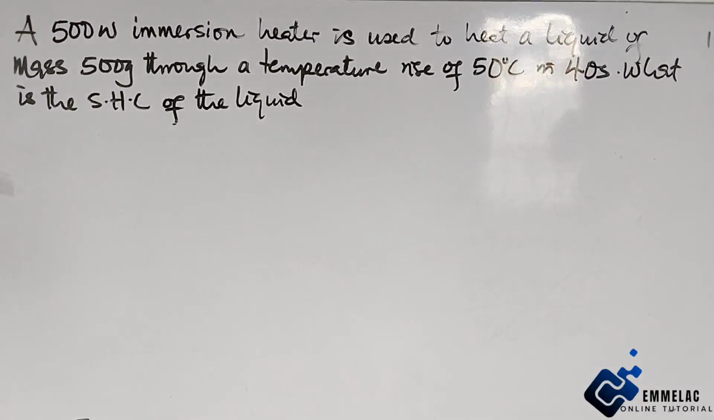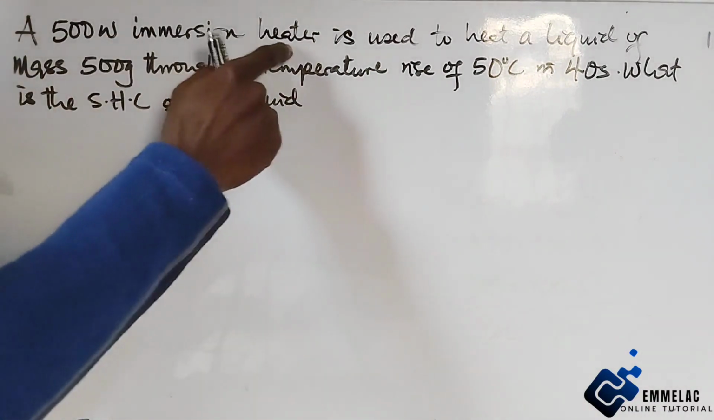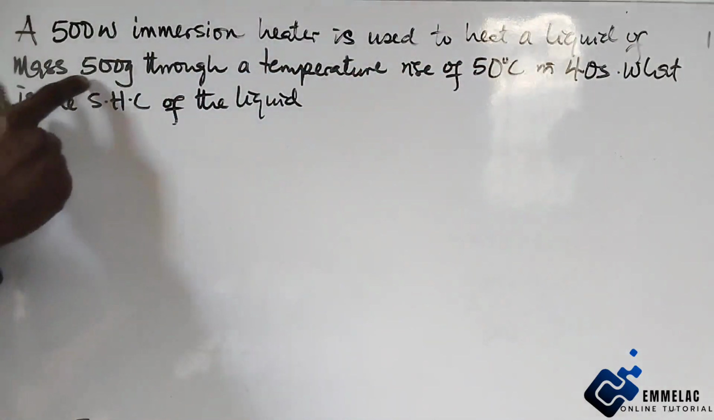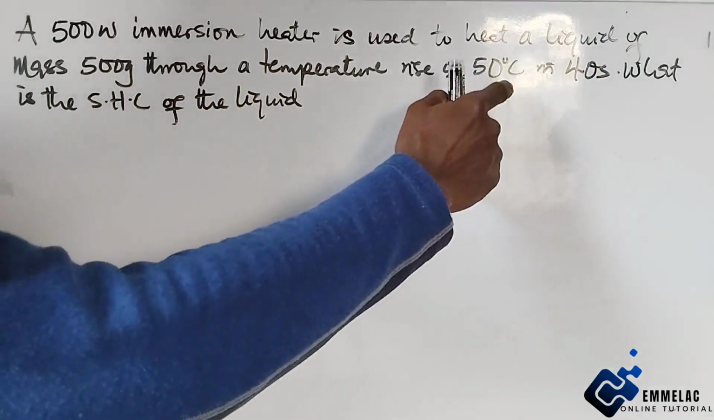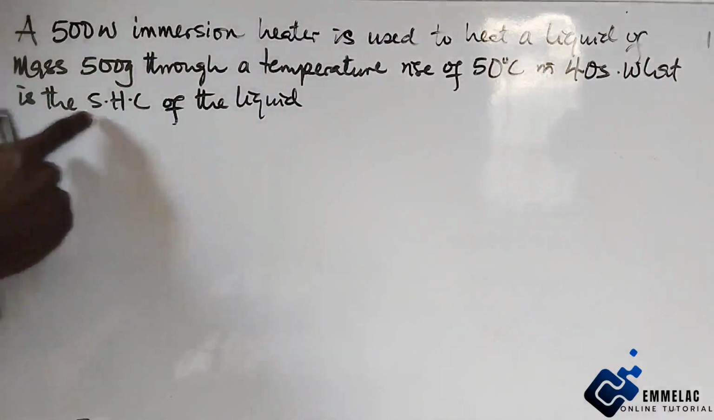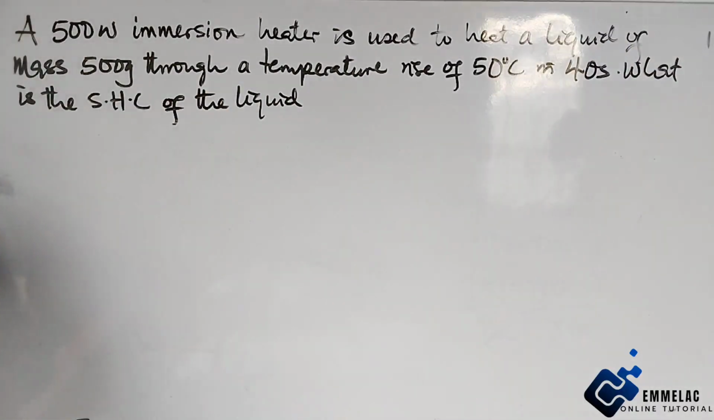Welcome to Emmelac online tutorial, and before us is this question in heat in physics that says a 500-watt immersion heater is used to heat a liquid of mass 500 g through a temperature rise of 50 degrees centigrade in 40 seconds. What is the specific heat capacity of the water?